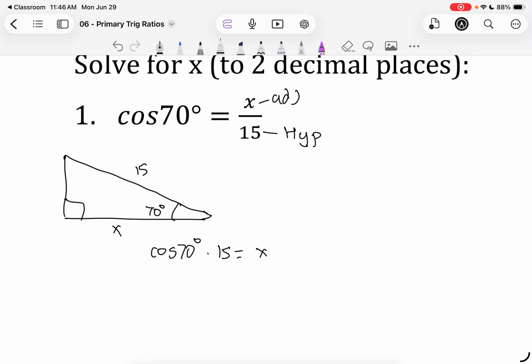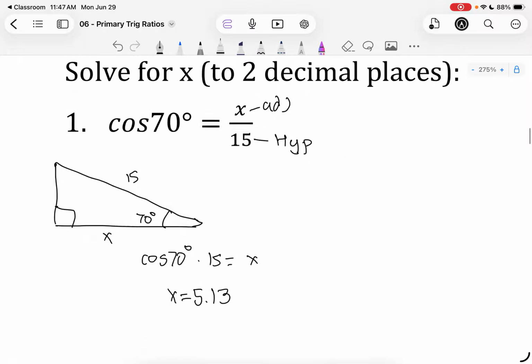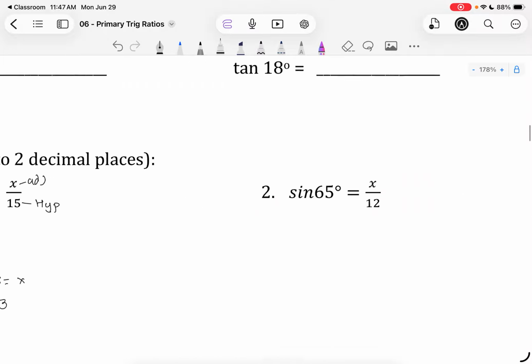And get out your calculators. I forgot to mention, you need to have a calculator with sine, cos, and tan, and also make sure that it's in degrees mode and not radians. Radians is for higher level math. So now we can do cos 70 times 15, and x equals 10.28. There will be more decimal places, but most questions like this one ask for 2, so you'll just put 10.28.